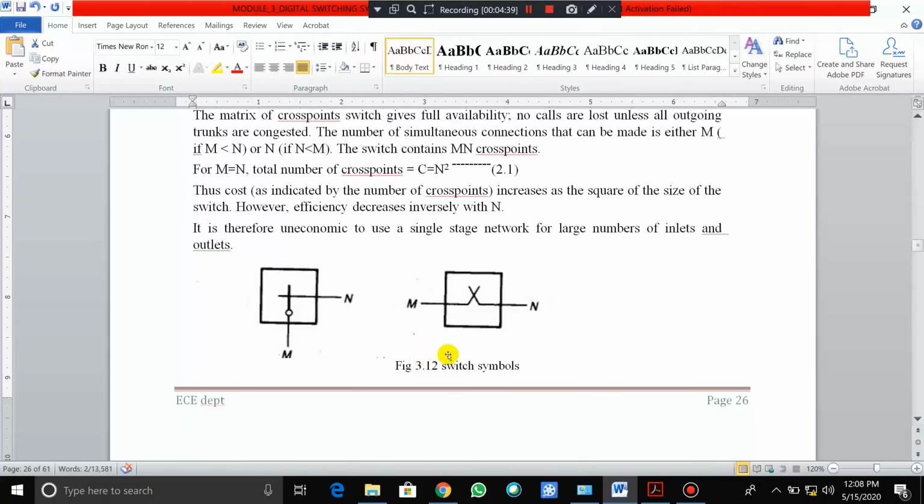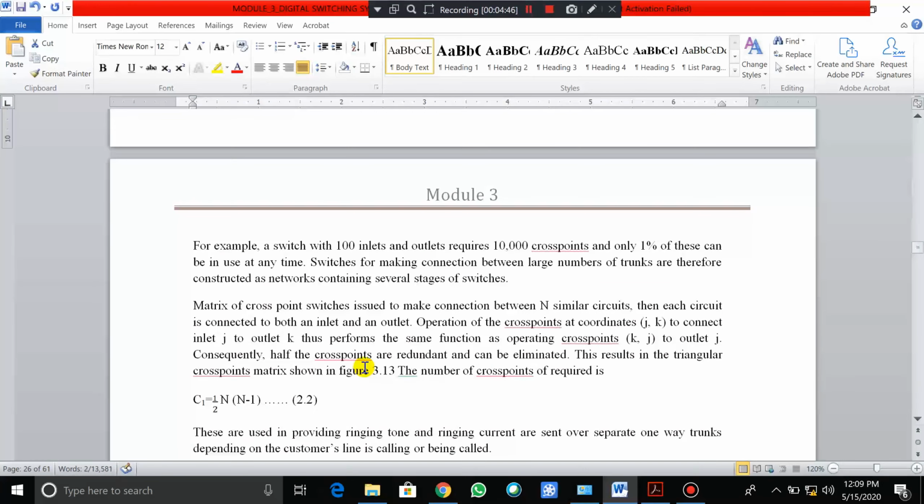So these are the switching symbols, how they are going to be represented. This is one kind, and this is another kind. For example, a switch with 100 inlets and outlets requires 10,000 crosspoints, and only 1% of these can be used at any time. Switches for making connections between a large number of trunks are therefore constructed as networks containing several stages of switches.